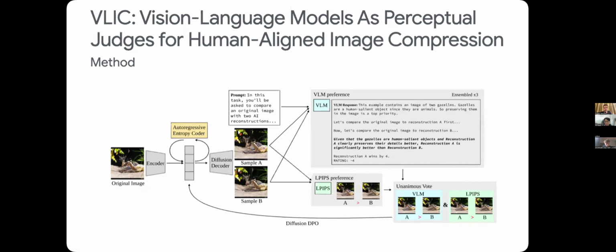We also ran ablations and tested the LPIPS and the VLM preferences independently. While using each preference scheme independently improves the results, using both schemes combined results in the best performance.